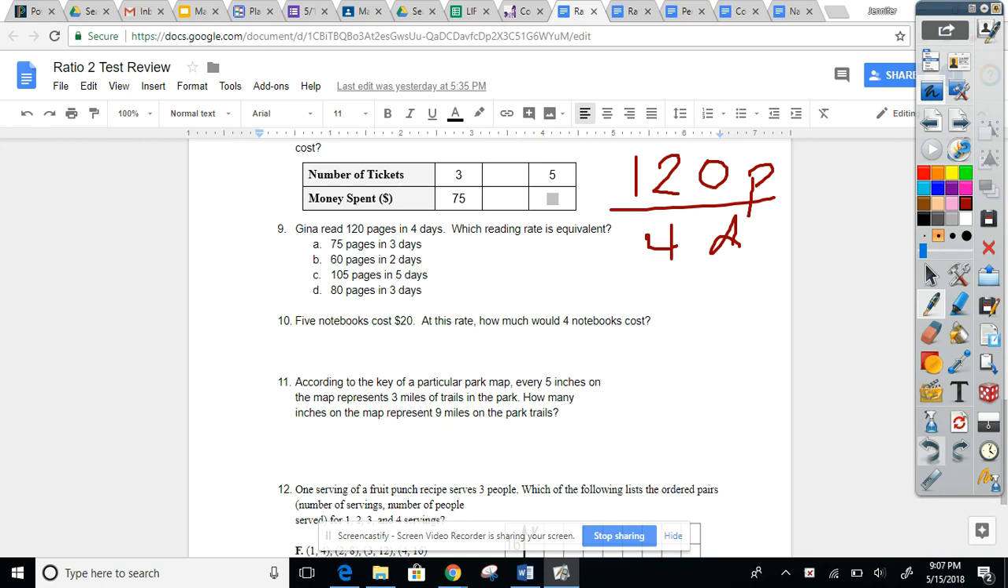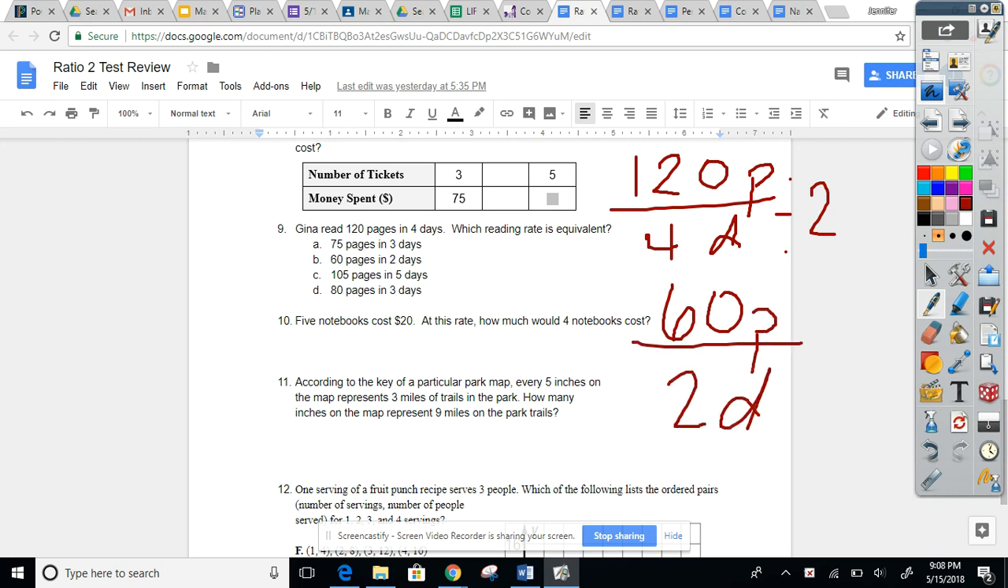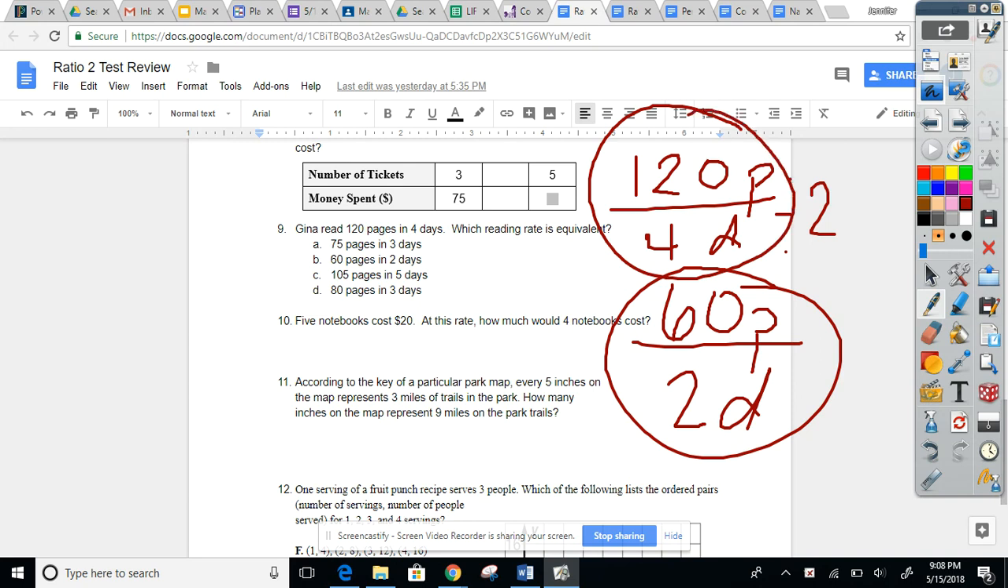120 and 4 are both even, so I'm going to divide by 2. Okay, 120 divided by 2 is 60 pages. 4 divided by 2 is 2 days. So I look and check, do I have an answer choice that matches? Yes, I do. So that is an equivalent ratio, or 60 over 2 is equivalent to 120 over 4.